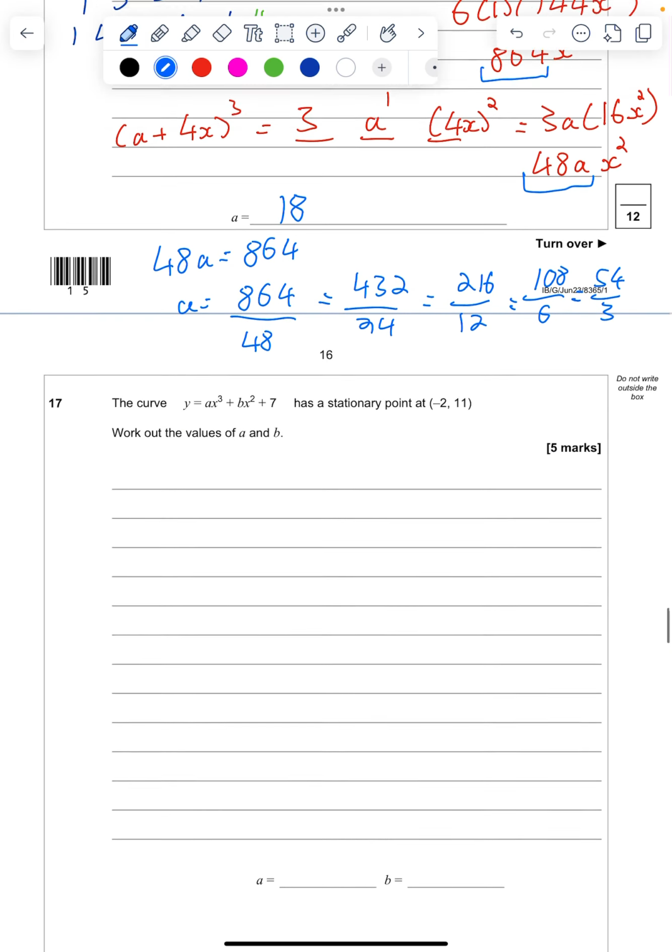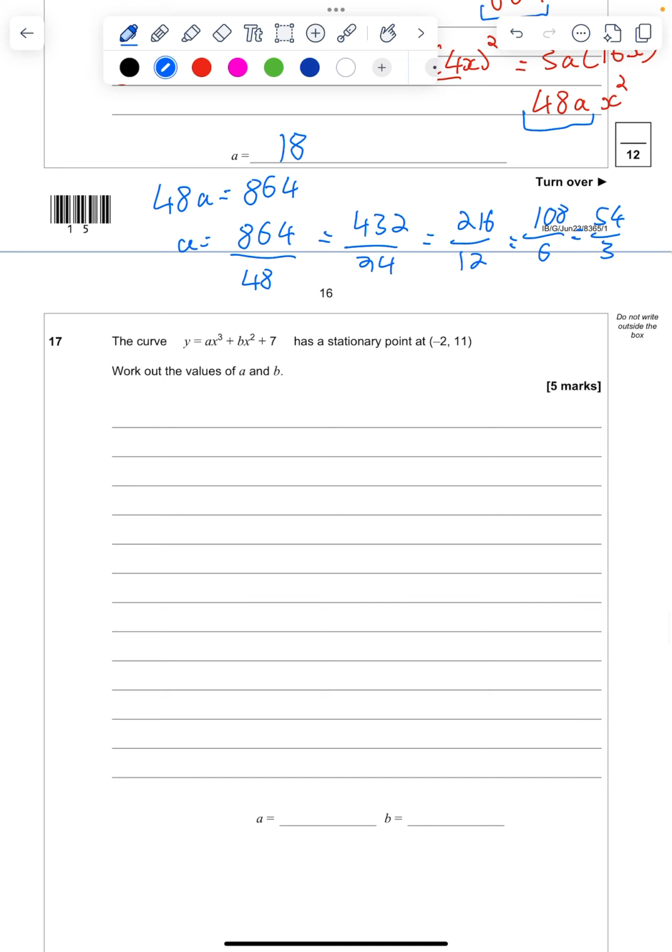Question 17 is as follows. This curve here has a stationary point at the point -2, 11. Work out the values of a and b.